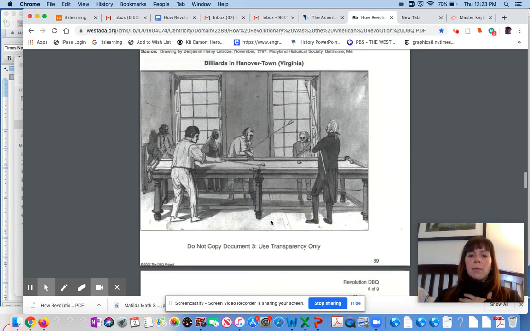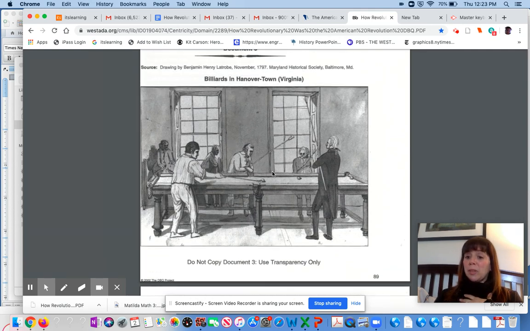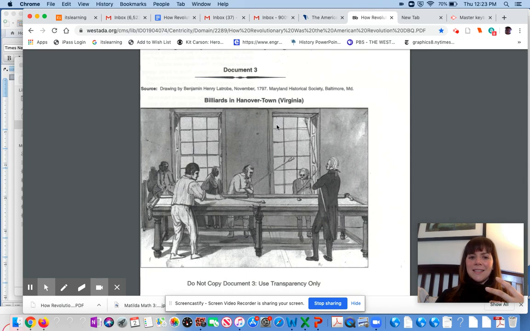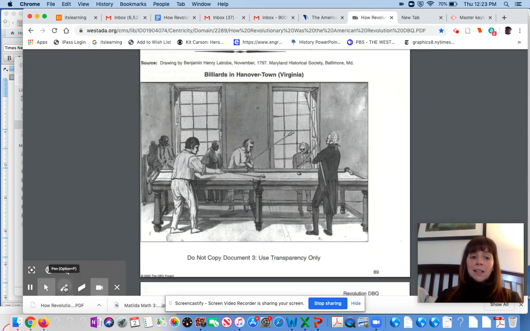Okay, so document 3. These are people playing pool in Virginia in 1797. So clearly, the American Revolution has already taken place. The United States exists. What is happening here? Well, first of all, let's take a look at... I'm going to use some red here.